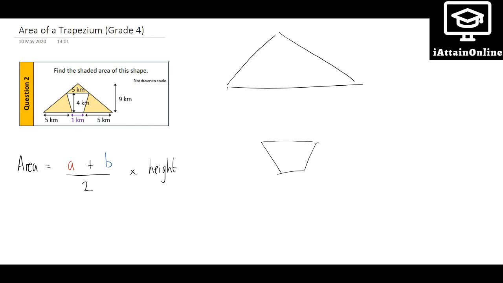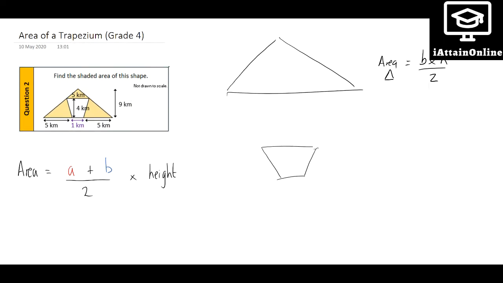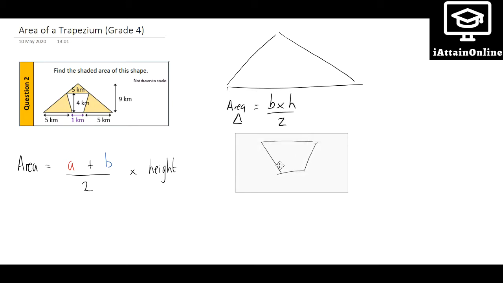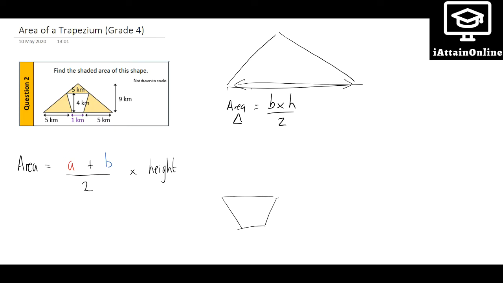So I'm going to start by finding the area of a triangle. Now you need to remember the area of a triangle is equal to base times height divided by 2. So I need to know what this length at the bottom is of the triangle. So that's going to be this 5 plus this 1 plus this 5, or 11 kilometers. It's a big triangle.